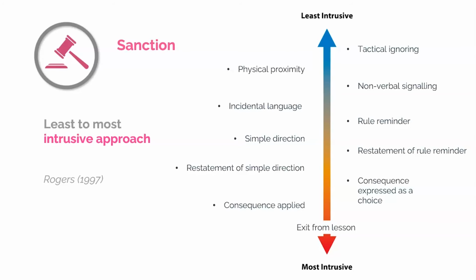Exit from lesson. Using the least to most intrusive methods we've discussed should help to minimise using the most intrusive strategies. Removing a student from your class should be the very last option you choose. At this point, no learning can take place and the opportunity for the student to self-regulate is lost, not to mention the disruption it causes to the rest of the session.